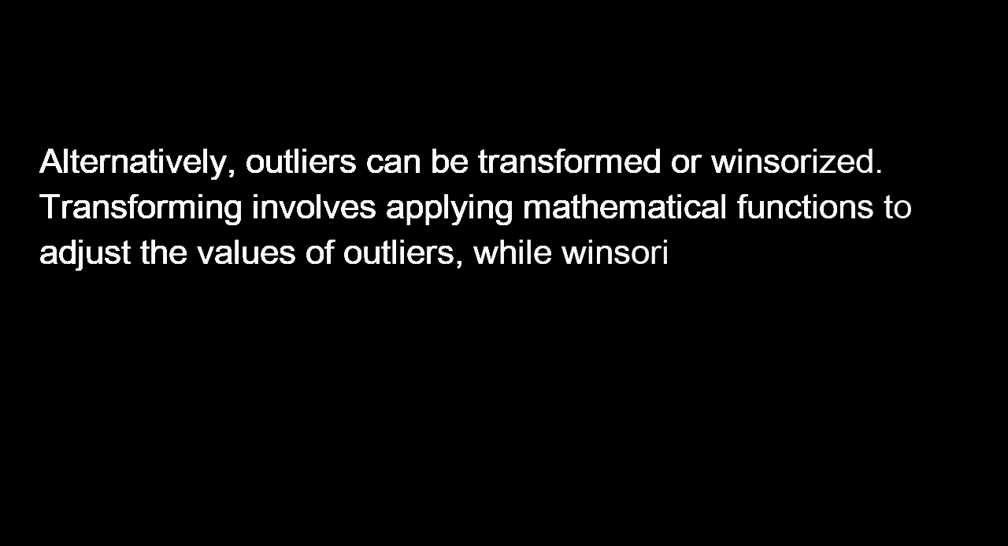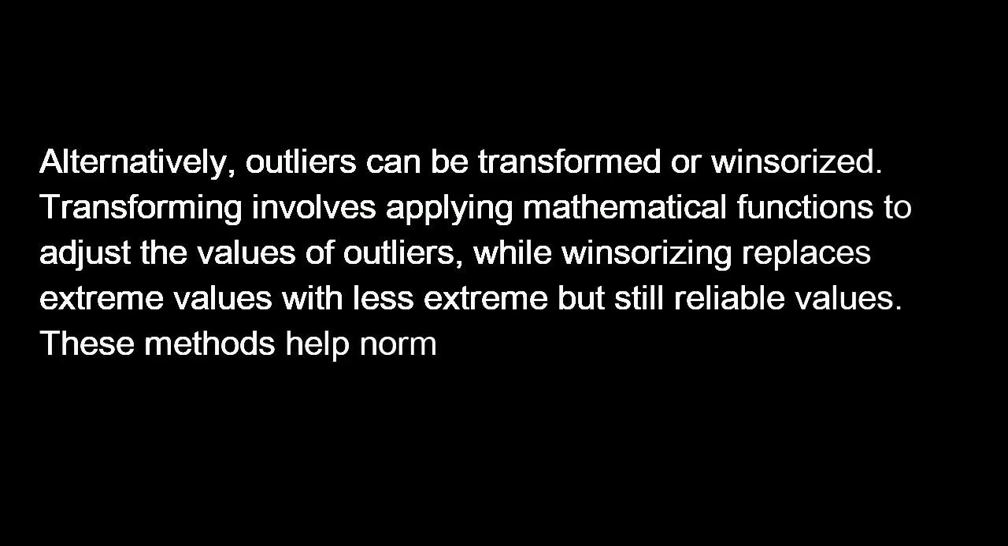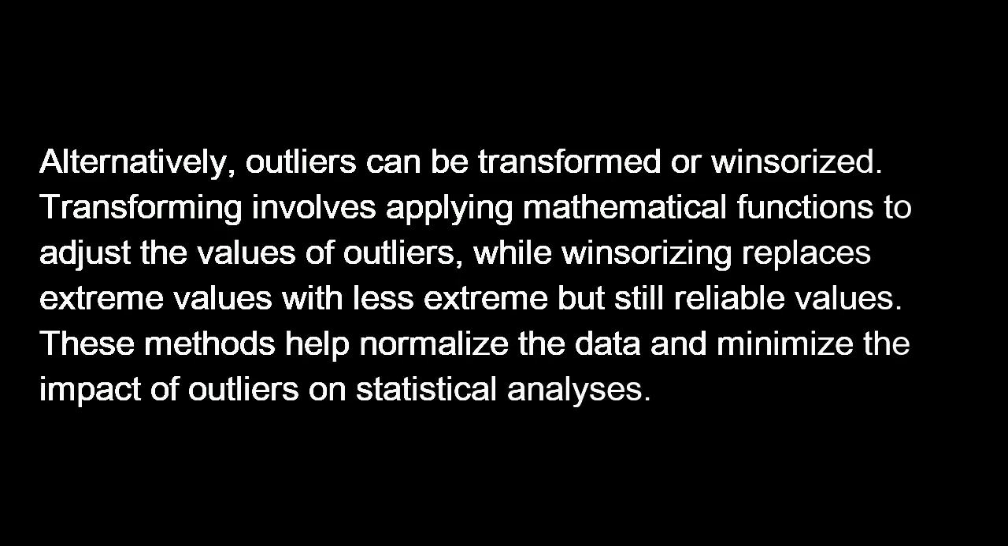Alternatively, outliers can be transformed or winsorized. Transforming involves applying mathematical functions to adjust the values of outliers, while winsorizing replaces extreme values with less extreme but still reliable values. These methods help normalize the data and minimize the impact of outliers on statistical analyses.